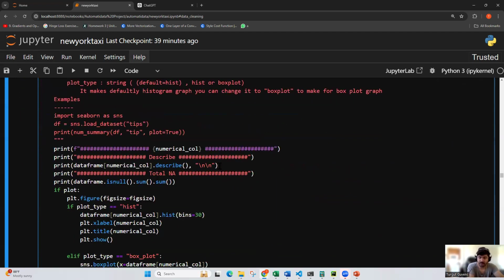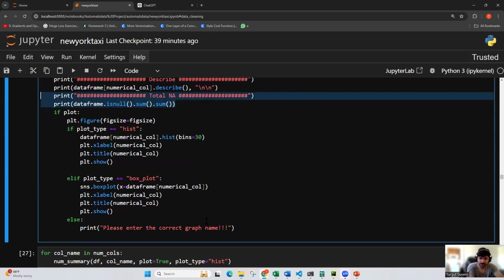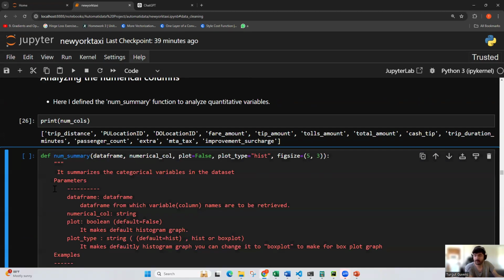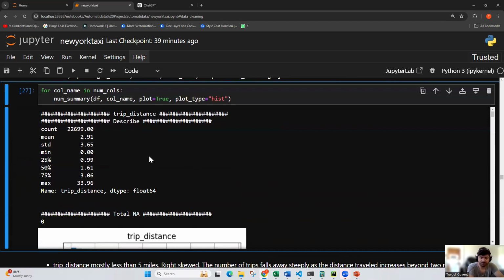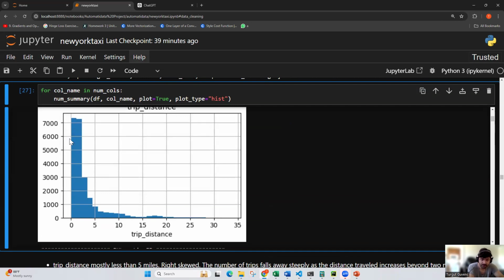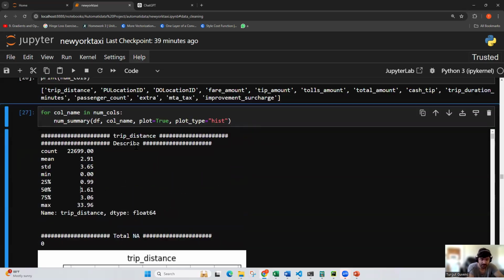Then what it does is describe the column. We know this function gives us the descriptive statistics of that variable. Also, is there an NA value? Then, of course, the visualization of that variable. So for trip distance, as you can see, the mean value and the median value: the mean value is bigger than the median value here. What we are expecting is something similar to this. This is right-skewed data, right?